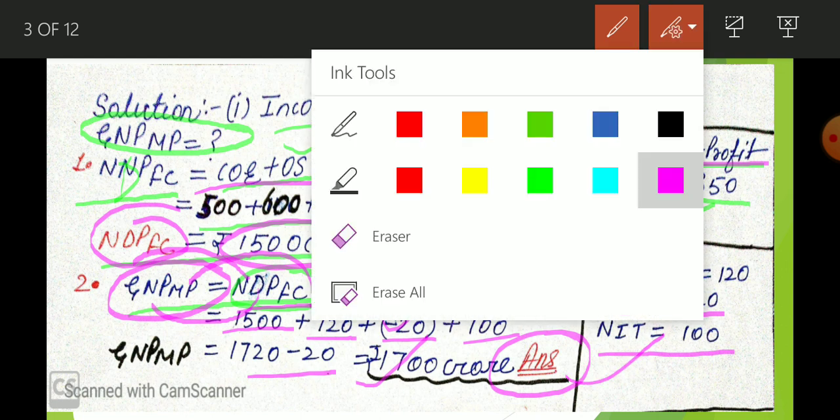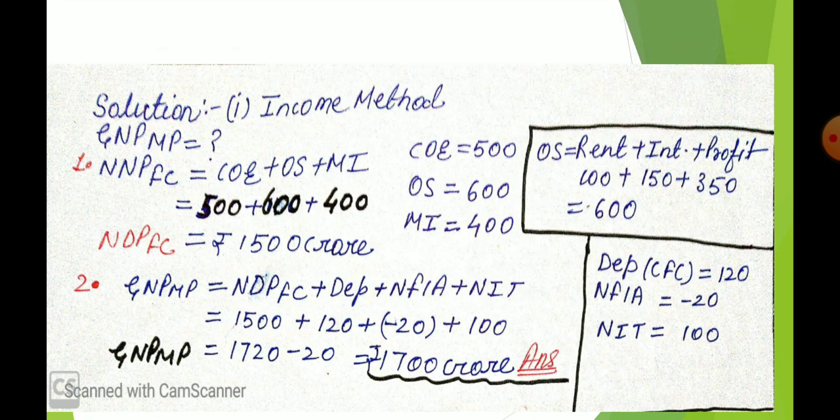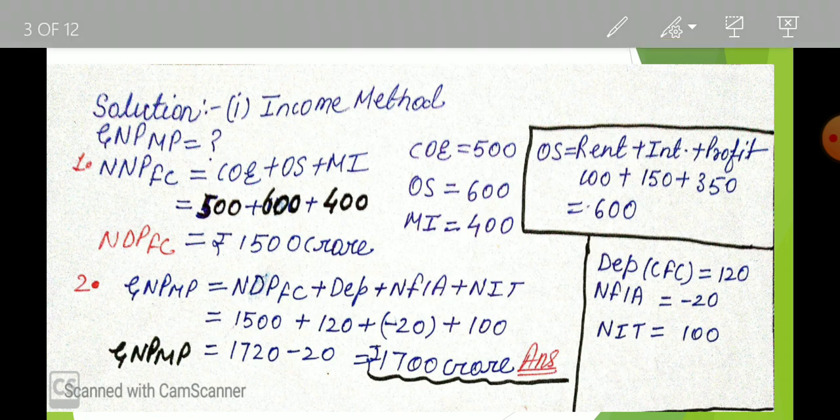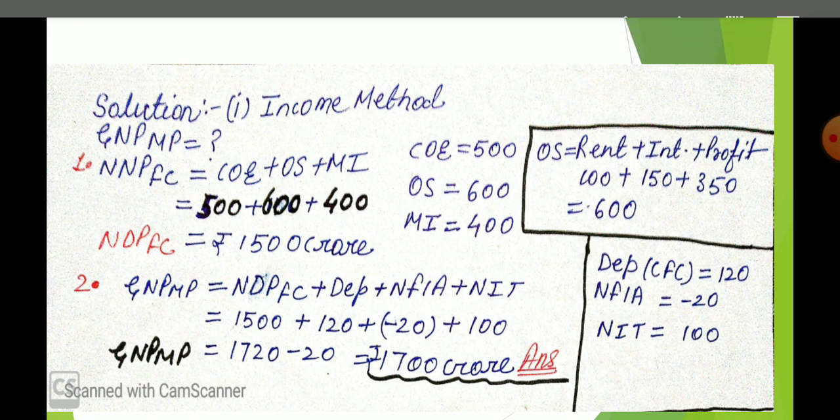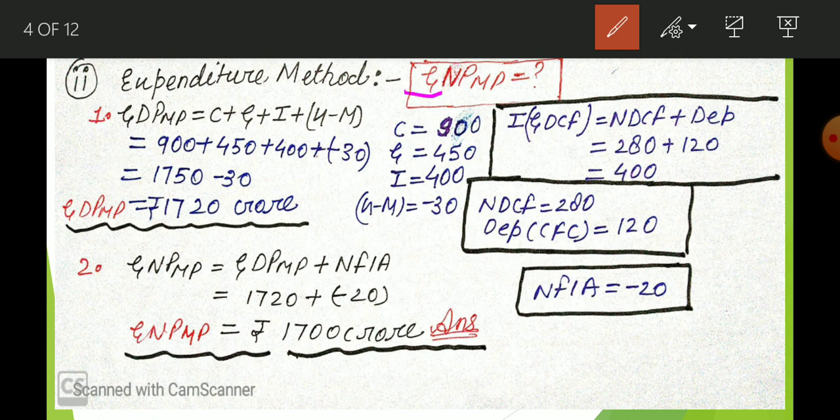Okay student, so take the screenshot. Now we are going to attempt the next question. Same question with the help of the expenditure method. Okay, so what we have to calculate? We have to calculate GNP-MP. Whenever we are using expenditure method, we get GDP-MP. How do we get GDP-MP? By adding C plus G plus I plus X minus M.